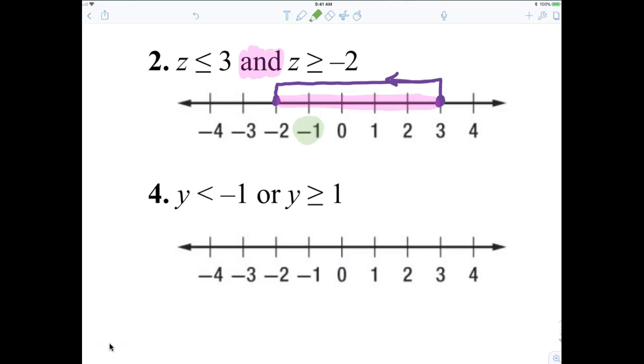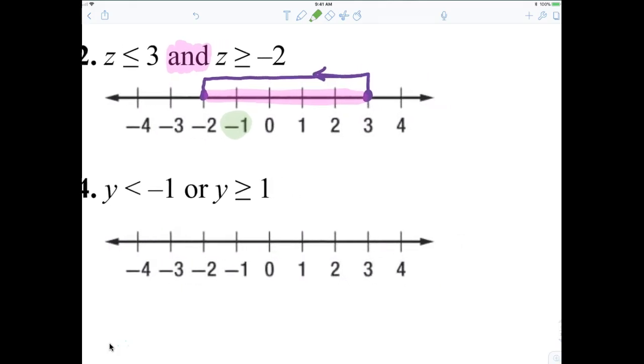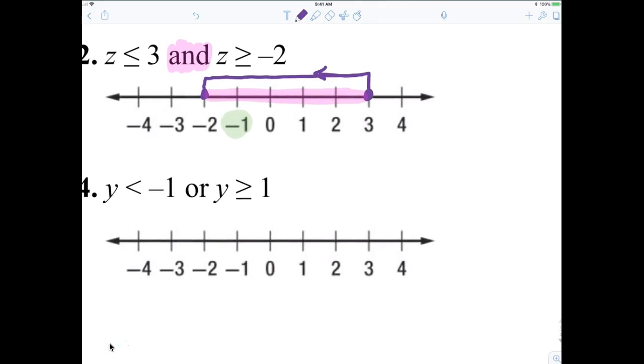And is it greater than or equal to -2? Yes, that's why that's a solution. So it's everything in between -2 and 3. Does it include -2 and 3? Yes, so the interval notation would be -2 to 3. Very simple. Very, very simple.